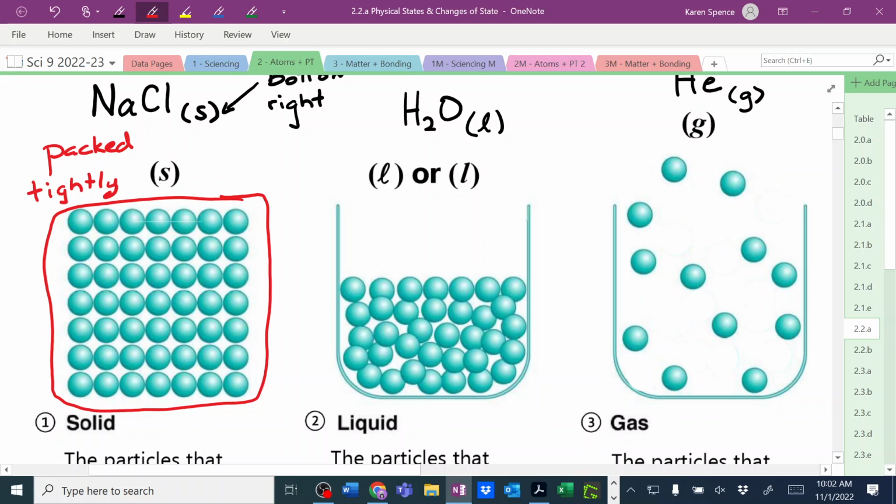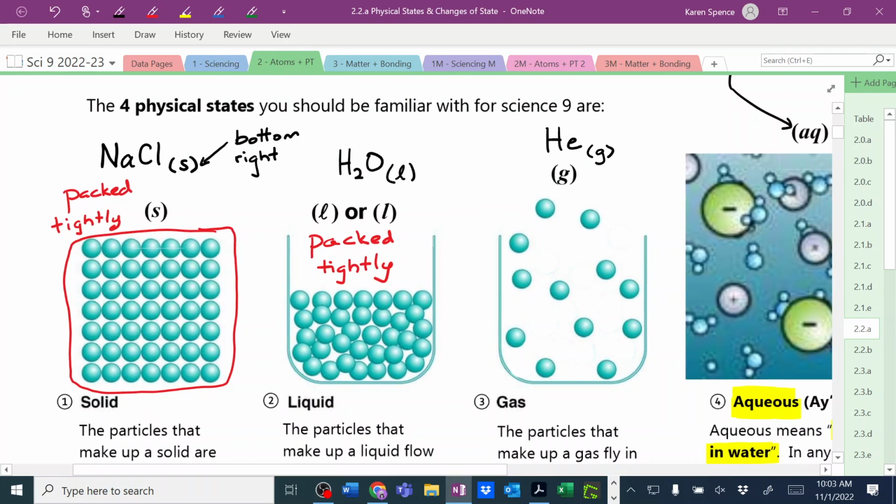Now, is our liquid packed tightly? Take a look at the picture. Is the liquid packed tightly? Yep. Now, how about the gas? Is the gas packed tightly? No, the particles are far apart.